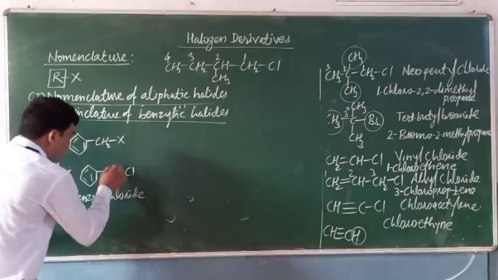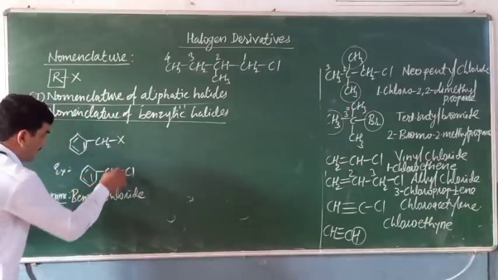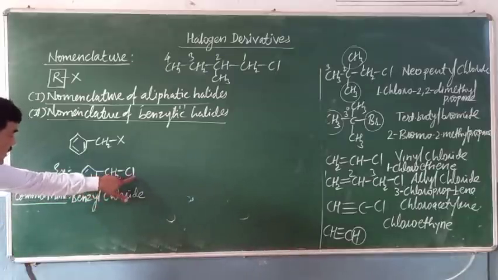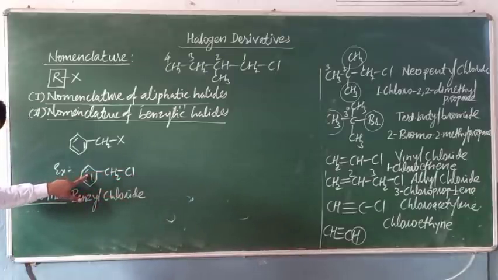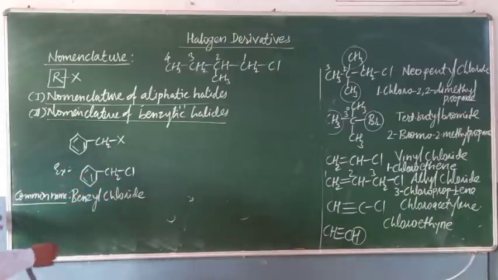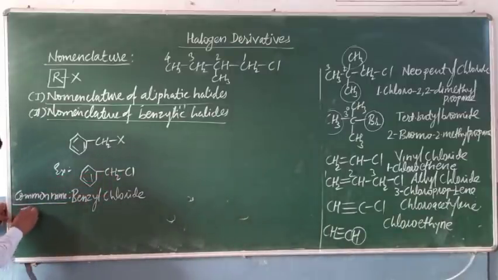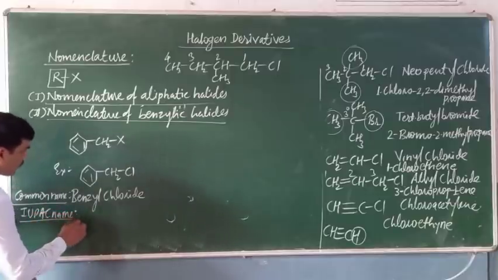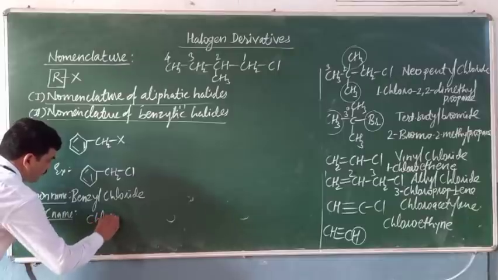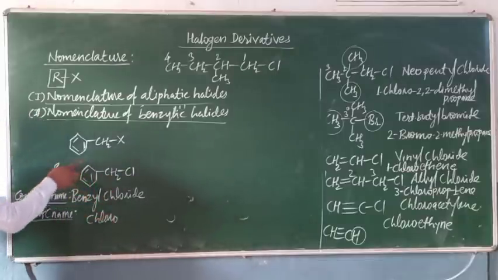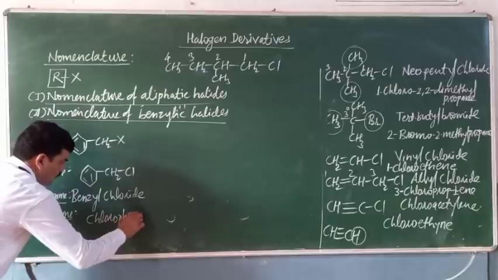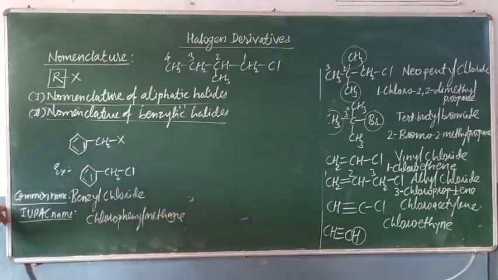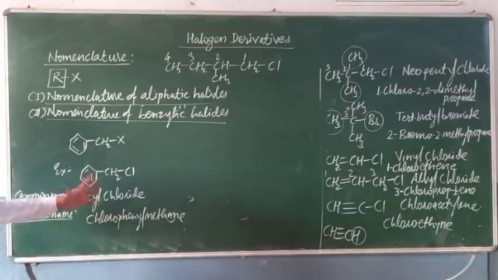Here the parent alkane is methane, CH4. From methane, one hydrogen is replaced by Cl and another by the phenyl group. And therefore, its IUPAC name will become chloro, then the name of this group is phenyl, chlorophenyl, and the name of the parent alkane is methane. Chlorophenylmethane is the IUPAC name of benzyl chloride.